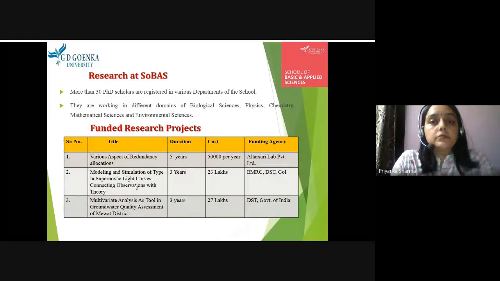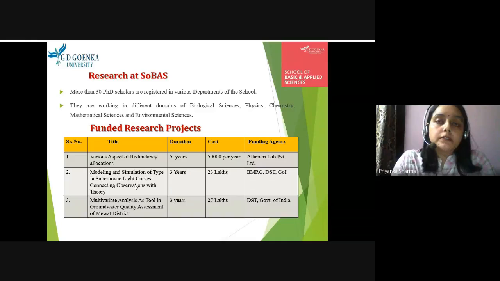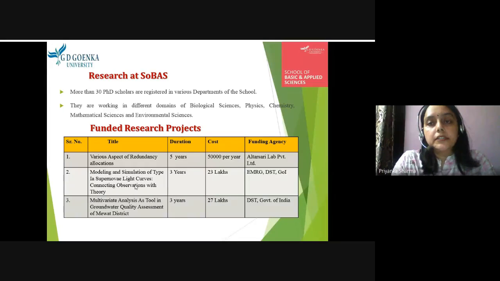At SoBAS, many research scholars are working for their PhD degrees, and we are providing PhDs in versatile fields like biological sciences, physics, chemistry, mathematics, environmental science, biochemistry, microbiology, biotechnology, etc.